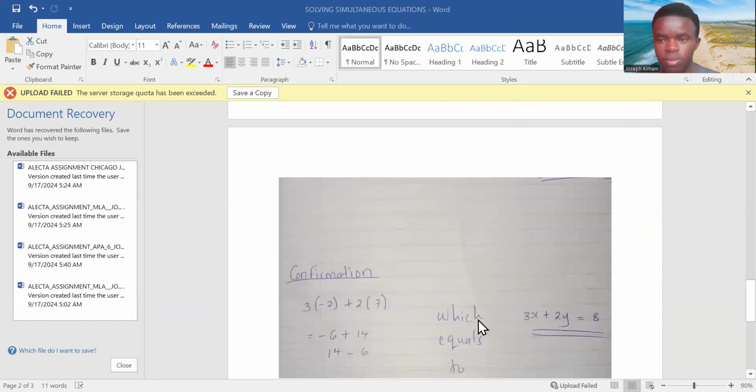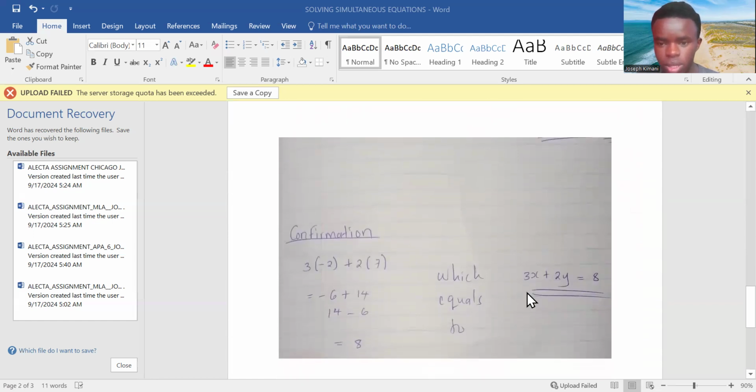Confirmation now. I'll take one of the equations. This one was 3x plus 2y is equals to 8. And then I substitute my values for x and y and find if I'll get the same answer here. So 3x, in which x is negative 2, 3 into negative 2 plus 2y, in which y was 7, so 2 into 7. That will give you 3 times negative 2, negative 6, plus 14. 14 minus 6 will give you 8, which corresponds to the value of the equation, which confirms to you now that the answer is correct.